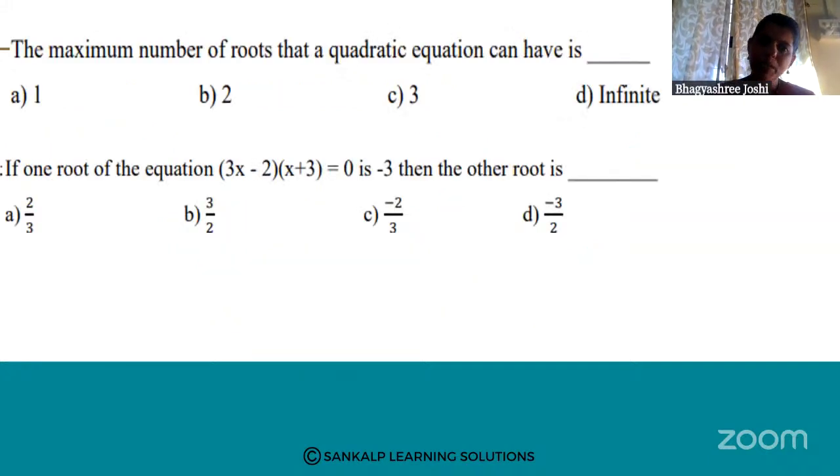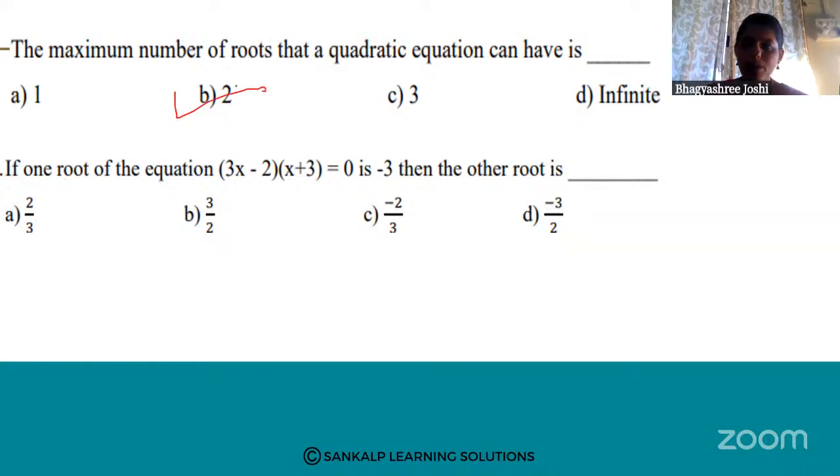The maximum number of roots that a quadratic equation can have. See how many roots it has. A quadratic equation can have a maximum of 2 roots. So the maximum number of roots in a quadratic equation is 2.